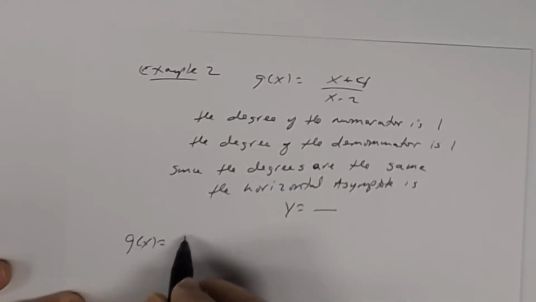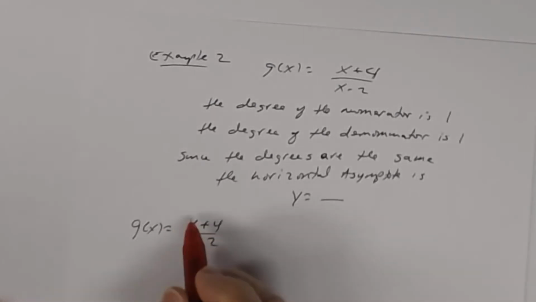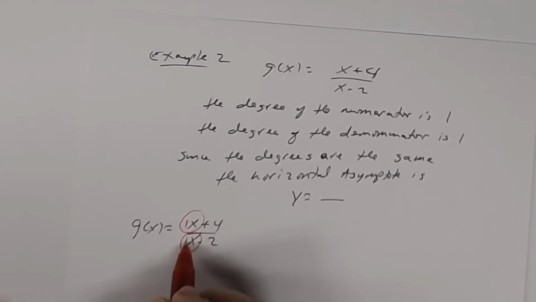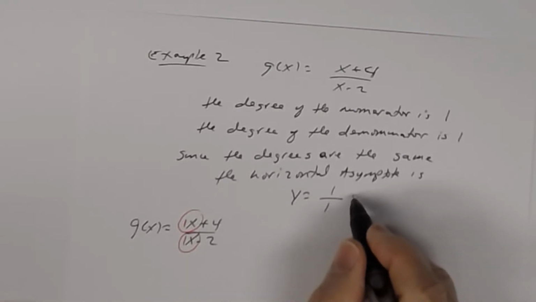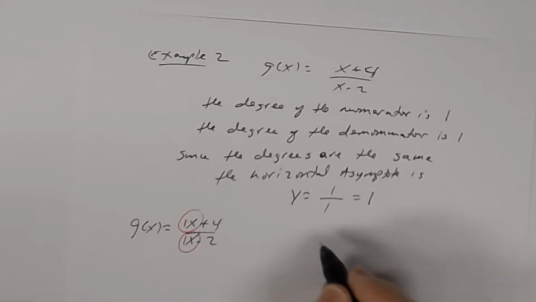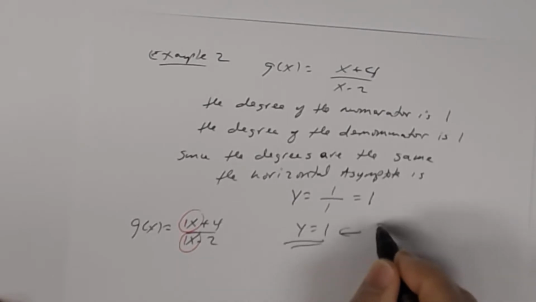So here's what we have. Okay, and so the leading term is here, right? And the leading term of the denominator is this. Look at the coefficient of x. Coefficient of x is 1. Coefficient of x is 1. So it will be 1 divided by 1, which reduced is 1. So we get y equals 1 is the horizontal asymptote.